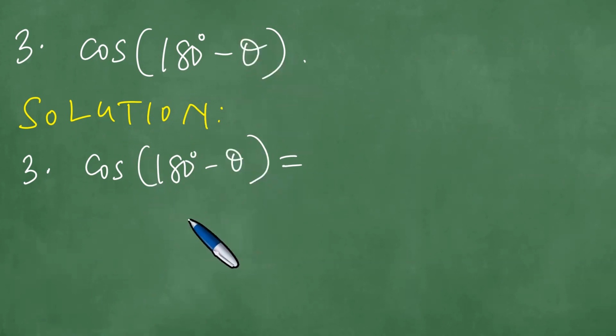First, using reduction formulae, we reduce this. Reducing this now, cosine of 180 minus theta. In which quadrant is 180 minus theta? We discussed this some time back during the past weekend. In which quadrant is 180 minus theta? Using the CAST diagram.